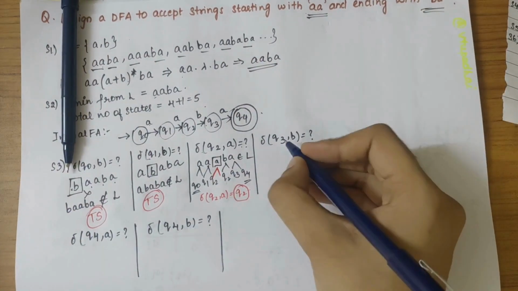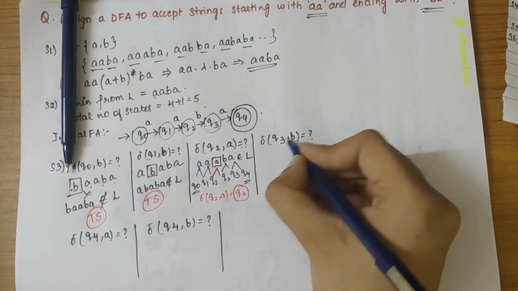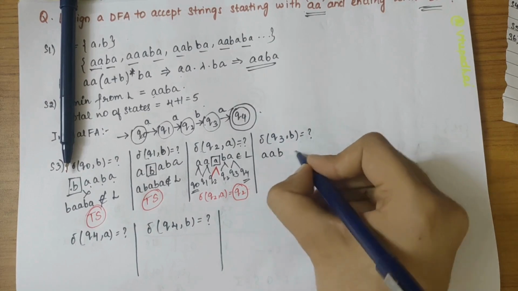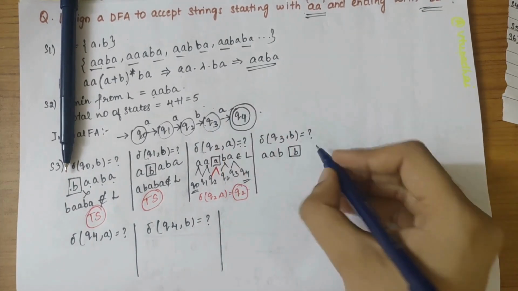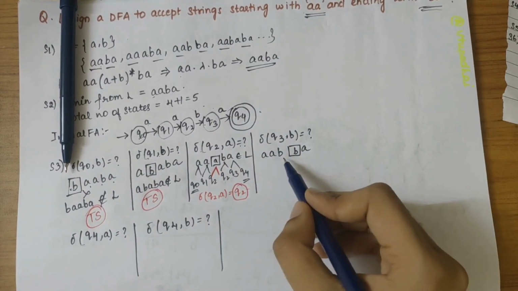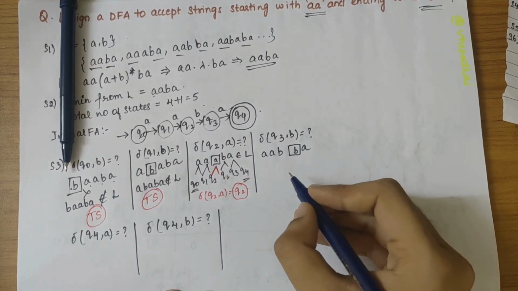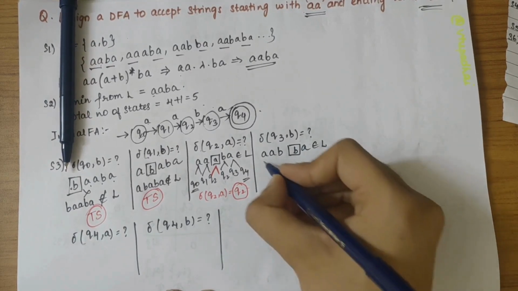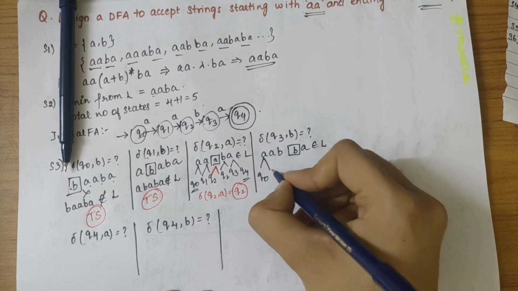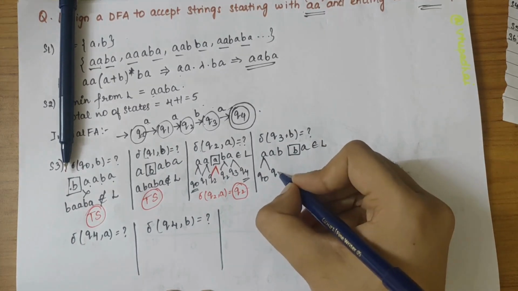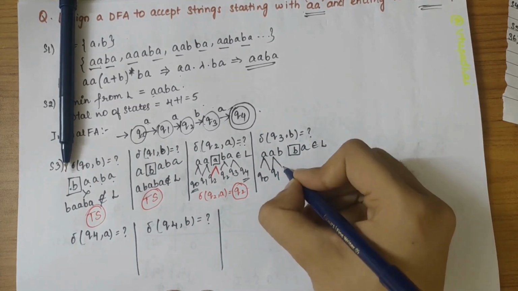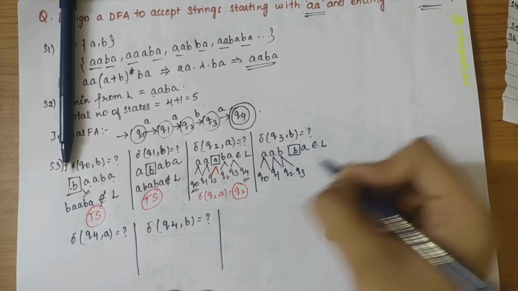Going on to the next transition, Q3 on B. Before Q3 we have AAB, and here we have B. Q3 on B is unknown, right? And here A. So AABBA is a part of the language. Let's start solving it. Q0 on A gives Q1, Q1 on A gives Q2, Q2 on B gives Q3.